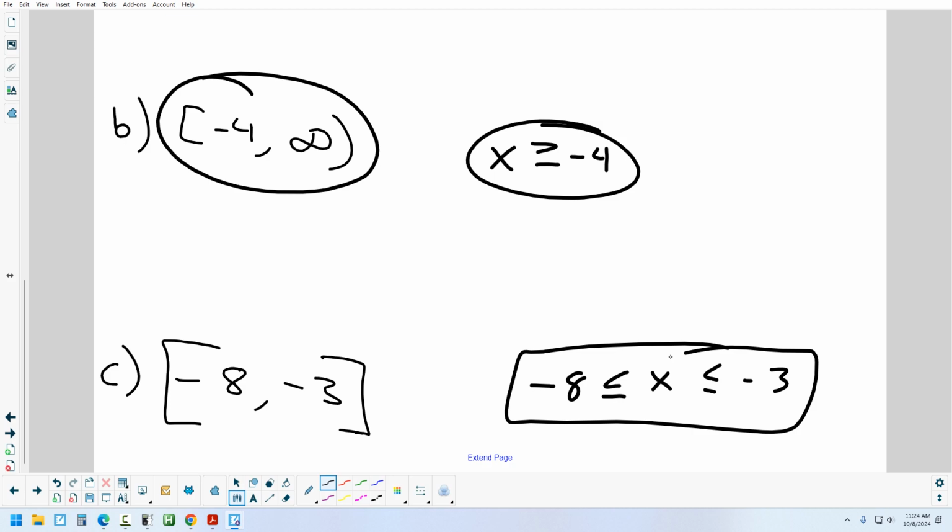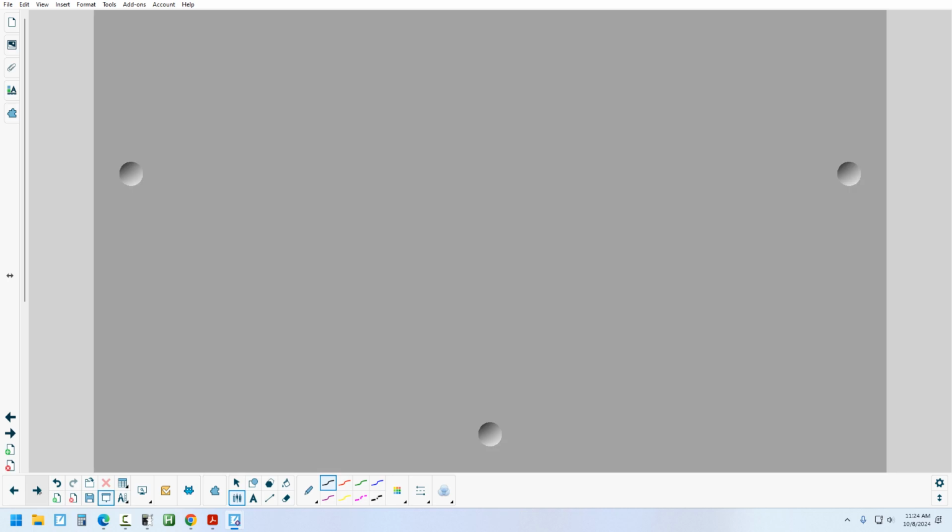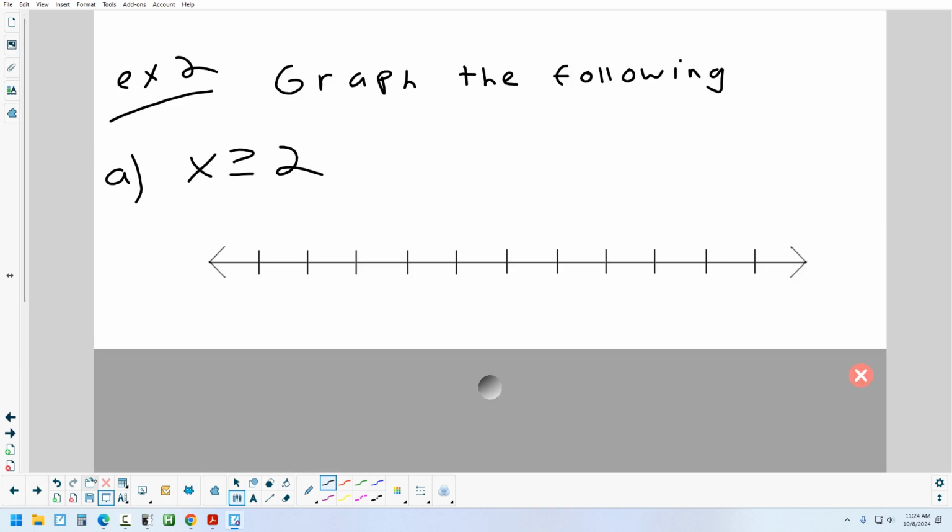All right. So we've tried writing some intervals. We've tried writing some inequalities from intervals. Let's try doing some graphs from inequalities. Okay. What kind of circle do we need to use for this one? Closed on what number? Closed on 2. Anything else I need to do? Shade to the right. All numbers greater than or equal to 2.